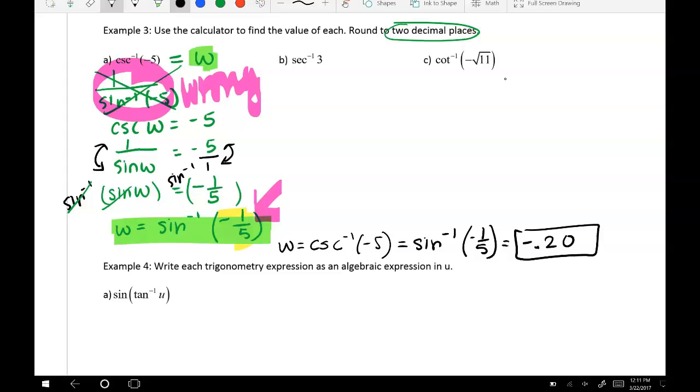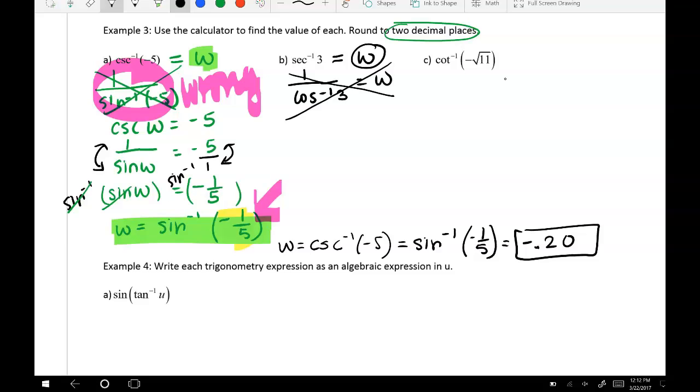Try the next one. Secant inverse of 3. Let's make it equal to W. Then again, please don't do this. I would totally cry. Do not do that. And here's why. I'm going to try to find W, whatever W is.